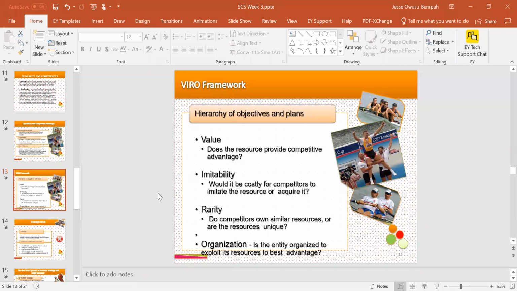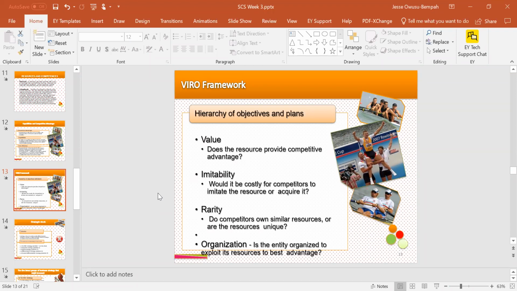Okay. So, let's talk a little bit about this framework. Very, very interesting framework. It's called the VIRO framework. It's used to ascertain competitive advantage.